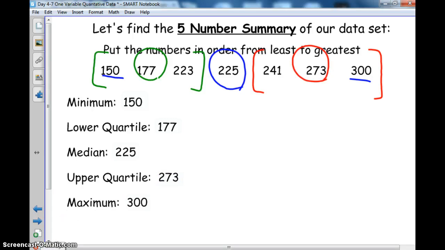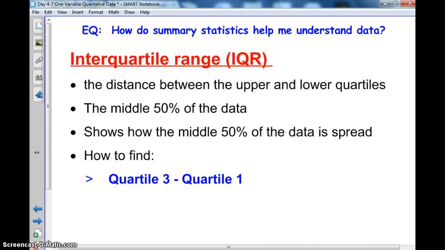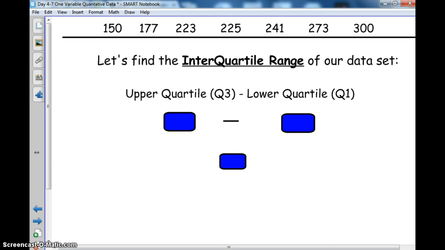Our 5-number summary is going to come into play during the next lesson when we make our box and whisker plots. So now let's think about the interquartile range. It's kind of like range, but it's the distance between the upper and the lower quartiles. It's the middle 50% of the data. We find this by subtracting Q1 from Q3.